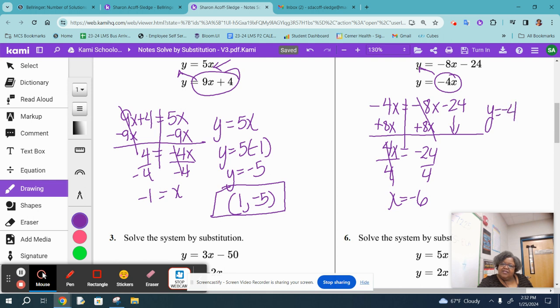Okay, now y equals negative 4x. Y equals negative 4 times negative 6. Positive 24.